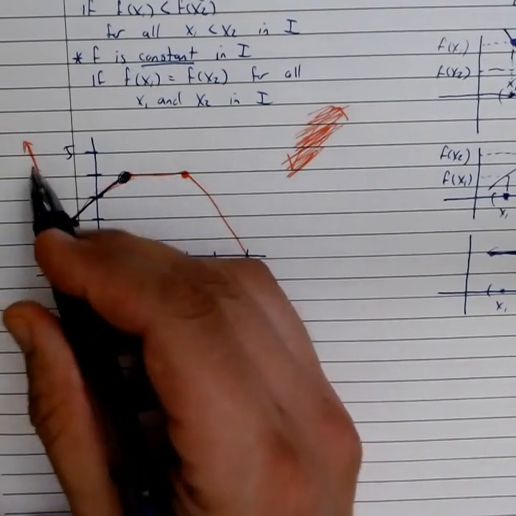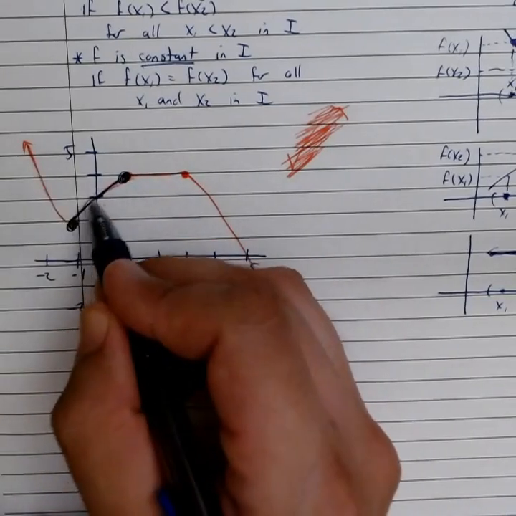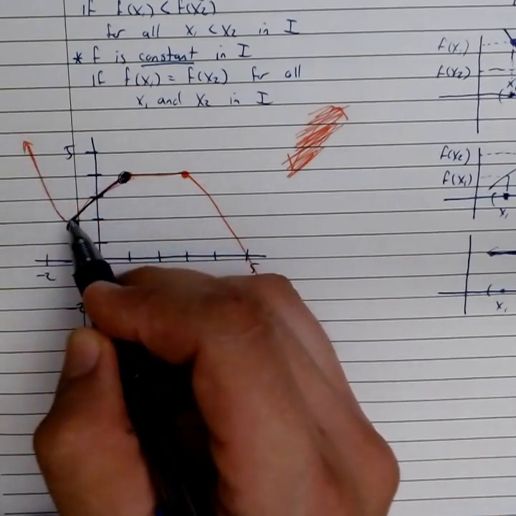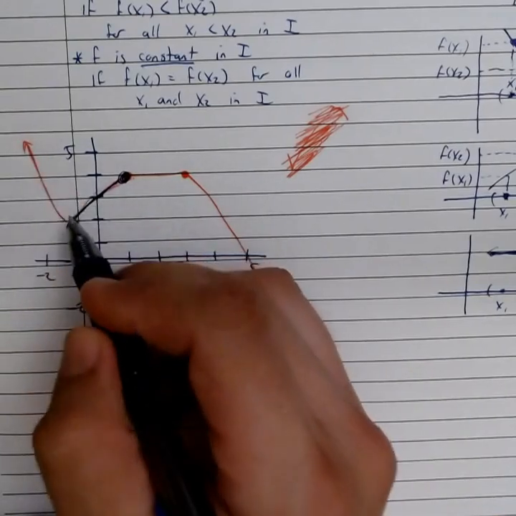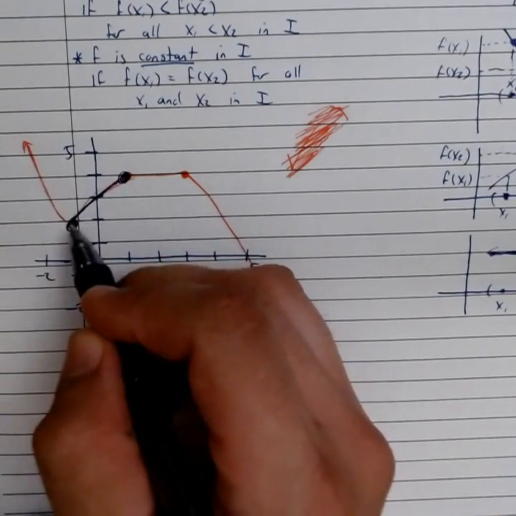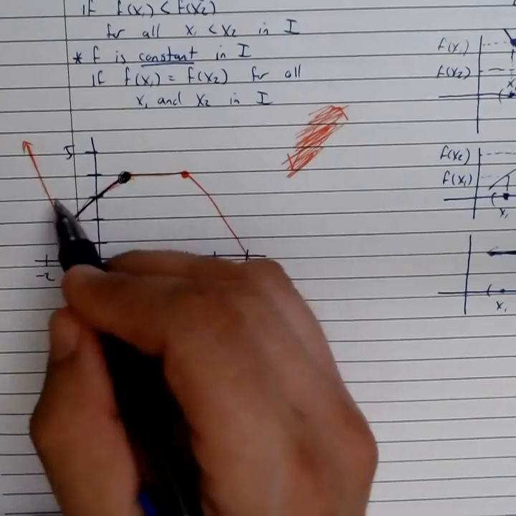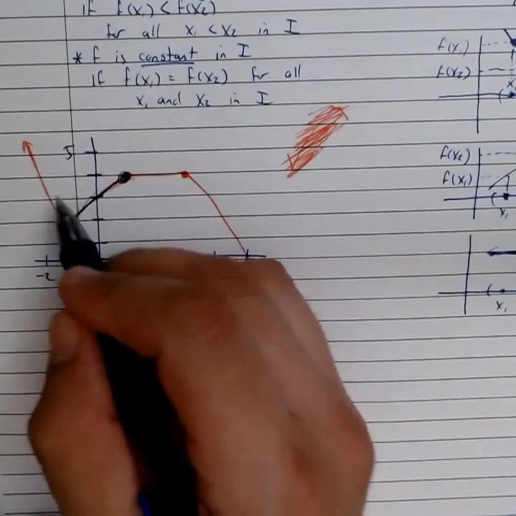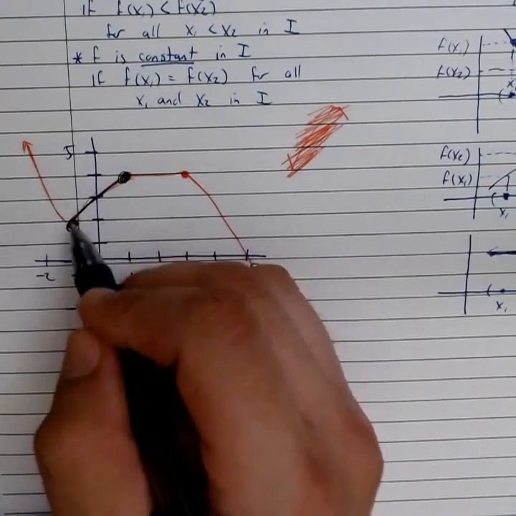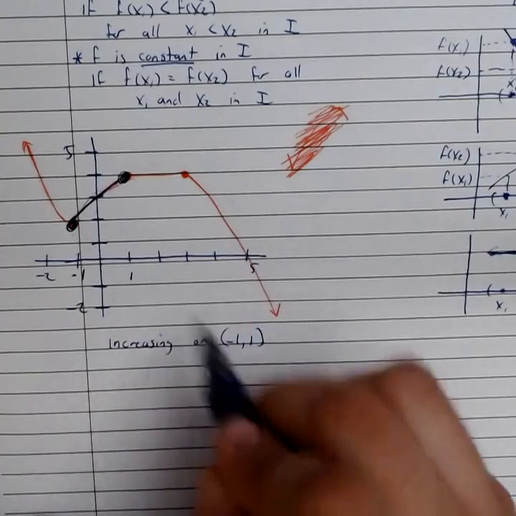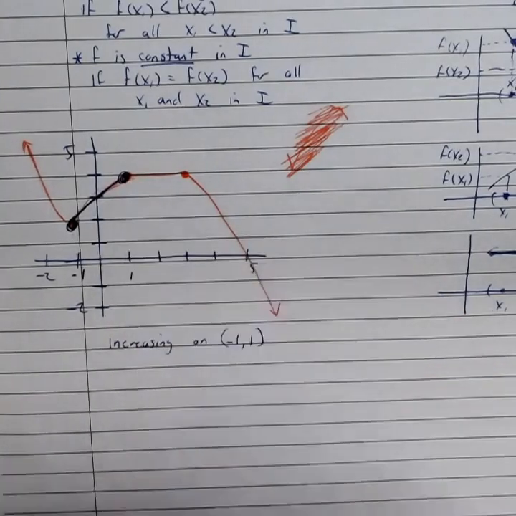Same thing with this one. This is the first point where it starts to increase, but it's also the last point where it stopped decreasing. So where does this one belong? Does it belong to this part or to this part? So instead of arguing about it, it kind of belongs to both. So we say, don't worry about that point, just the stuff in the middle. So the function is increasing on the interval from -1 to 1.